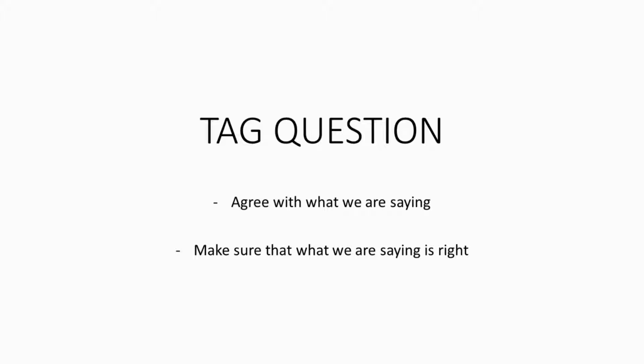The reason to use a tag question is when you agree with what we are saying. For example, if I know that you like pizza, I will say you like pizza. But if I want you to confirm that you like pizza and agree with me, then you can say you like pizza, don't you? This is also a good way to check what we are saying is right.